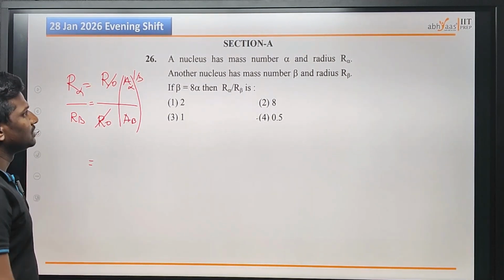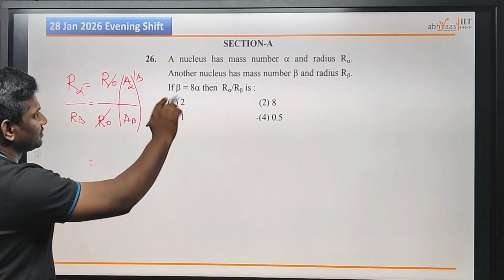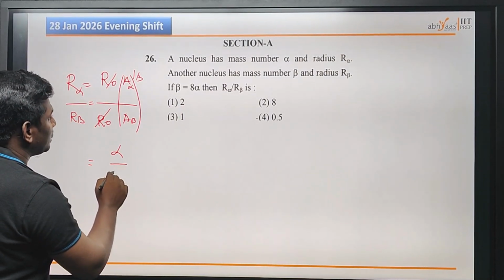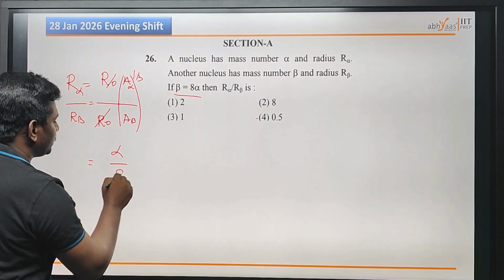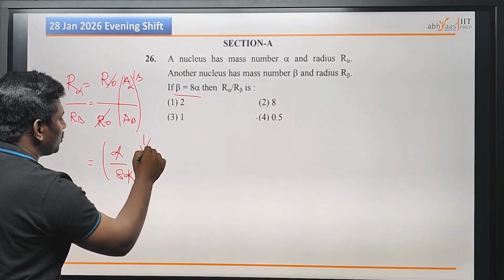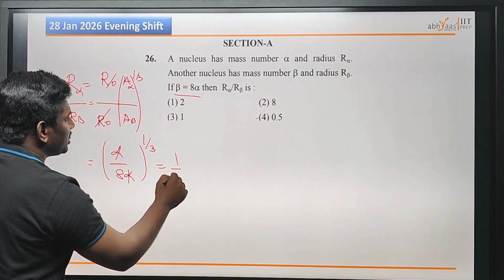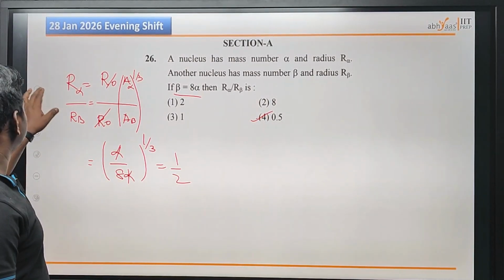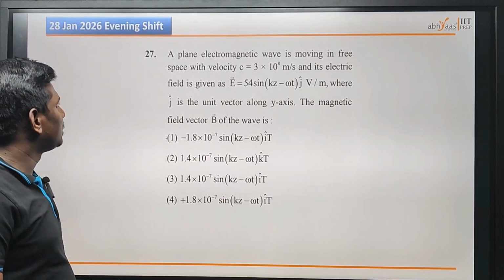See here, what is the condition here? Alpha by beta, what is beta? 8 alpha. If you cancel alpha, you are remaining with 1 by 8, that is nothing but 1 by 2. You can say this 0.5 is your answer. Next question, question number 27.